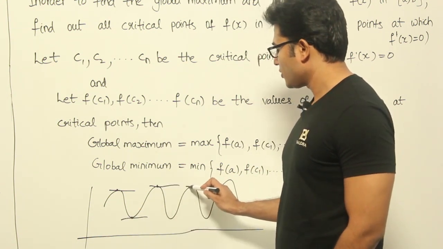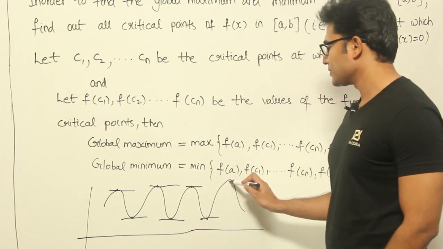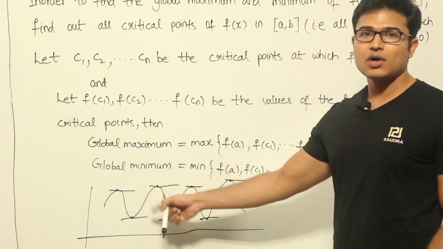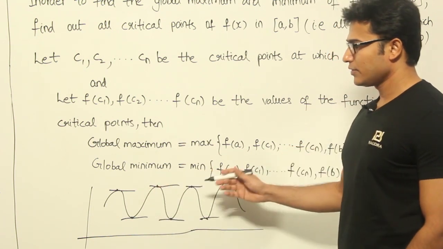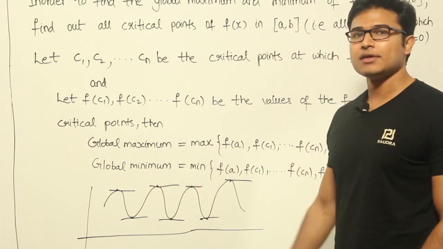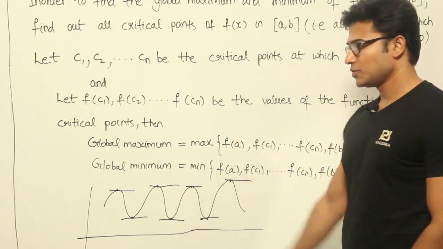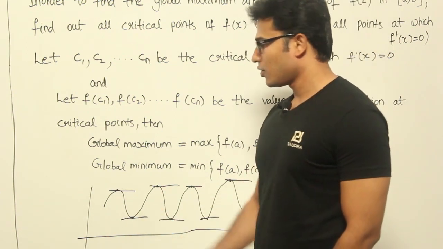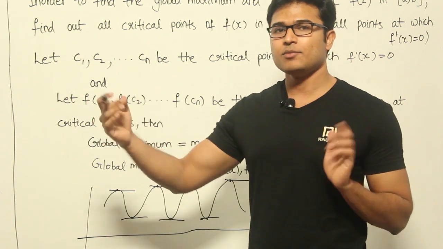Now when you try to find out the points at which slope is equal to 0, you are going to get many points like this, right? These are all going to be either a local minimum or a local maximum. Among all these points, whichever is the least is called the global minimum, and whichever is the maximum is called the global maximum, right? Along with these points, you might also have to include the endpoints, right?